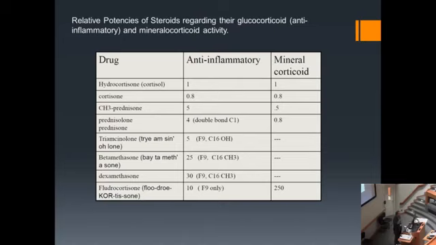The mineralocorticoid mechanism is essentially talking about the sodium-altering activity, specifically at the site of the nephron, right? So some of these drugs have a little bit of mixed activity. Hydrocortisone, for example, has an anti-inflammatory activity of about a 1, but a mineralocorticoid activity also about a 1, right? So it's essentially equal. This is in contrast to something like dexamethasone and betamethasone, which are very, very potent anti-inflammatory drugs, and essentially have no activity in terms of altering electrolytes on the nephron. Okay?